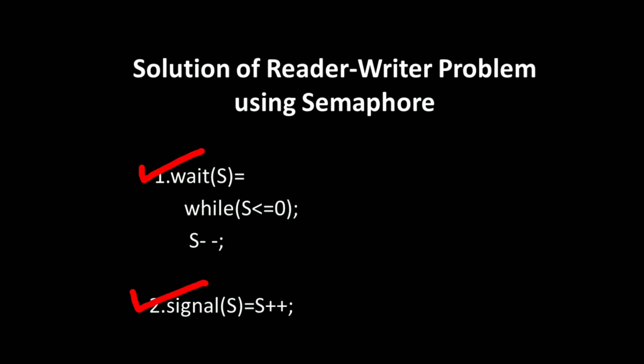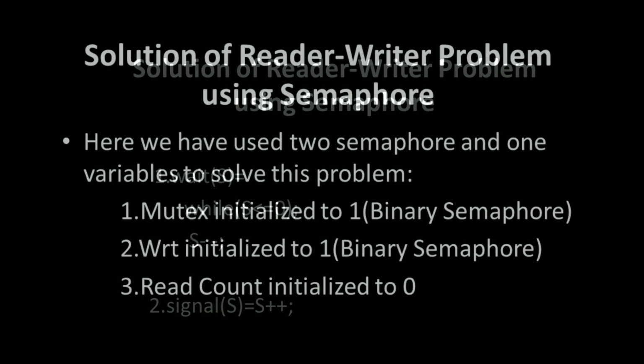The wait operation causes the process to wait in a loop till the value of the semaphore becomes positive. When it does, the semaphore value is decremented by 1 and the function returns. The signal operation increments the value of the semaphore by 1 and returns.